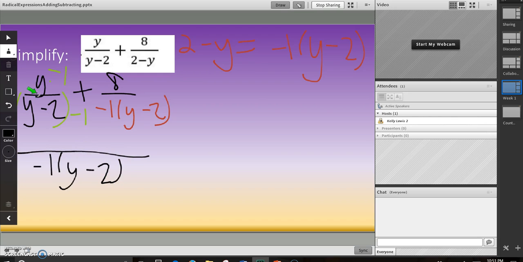So y times negative 1 is negative y, and then I have a plus 8. And so just leave it like that. Don't multiply all that mess out. And you can't factor anything.